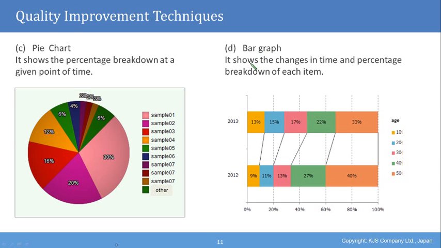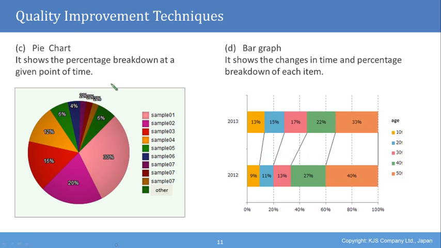Next is the bar graph. Bar graphs show the changes in time and percentage breakdowns of each item. For example, in this particular set of data, we have comparisons between 2 different years. We have 2012 and 2013. And we have 5 different groups. We have age ranges in this case. And you can see how each section has changed over time.